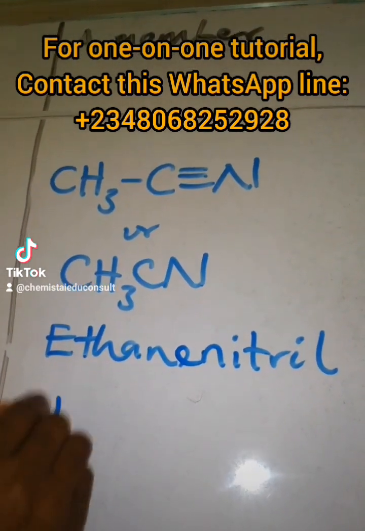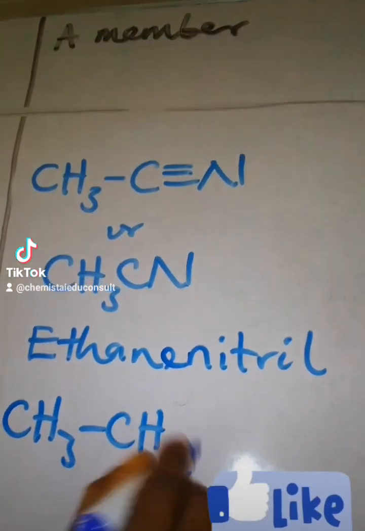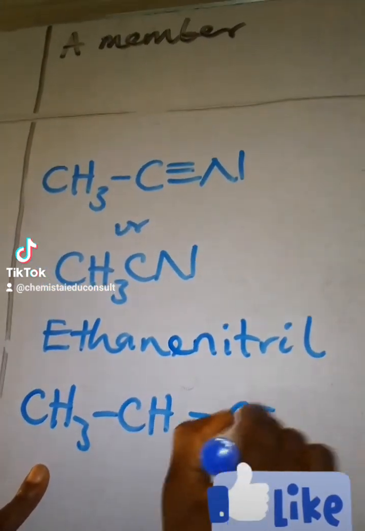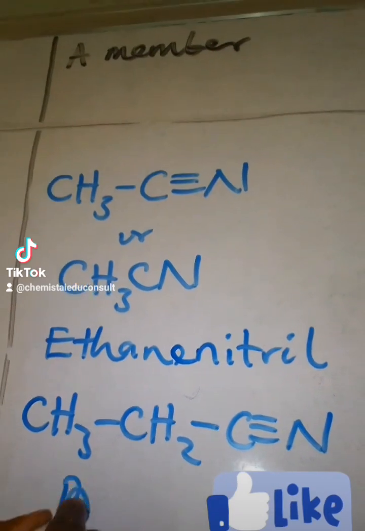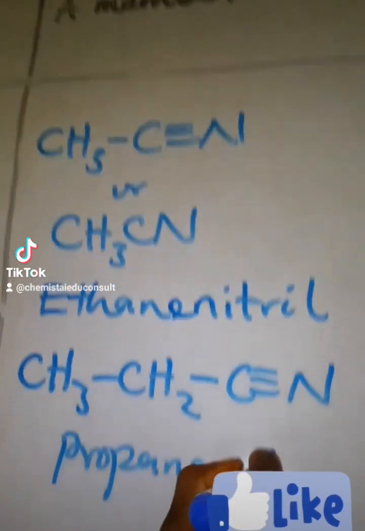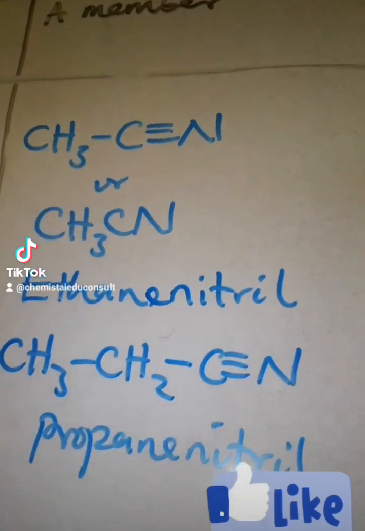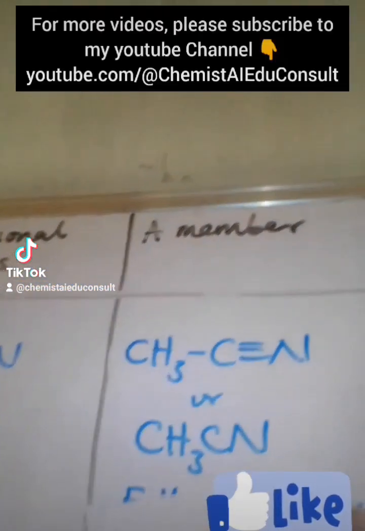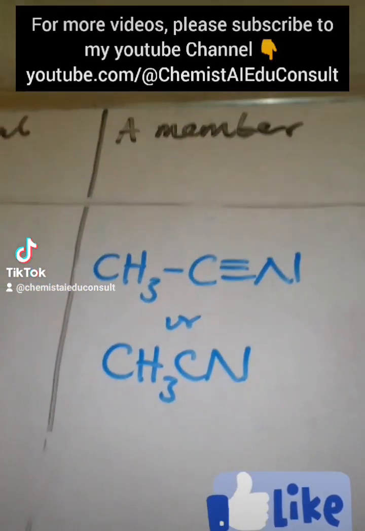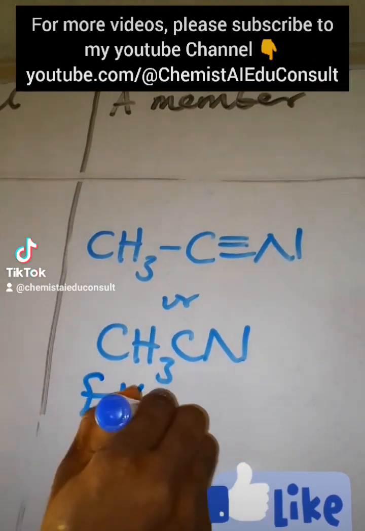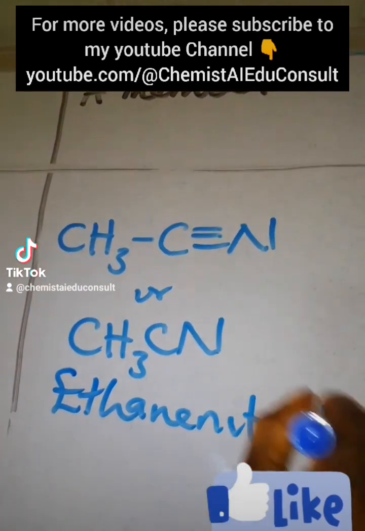We can also have CH3CH2, this is ethyl, then CN. You call this propanitrile. That is how to name it. You don't replace E here. Okay, let us see the next. All right, this one is the nitrile, ethane nitrile.